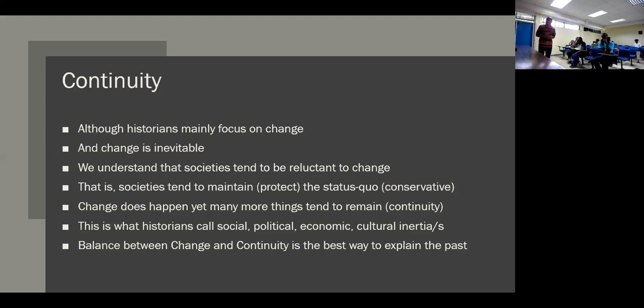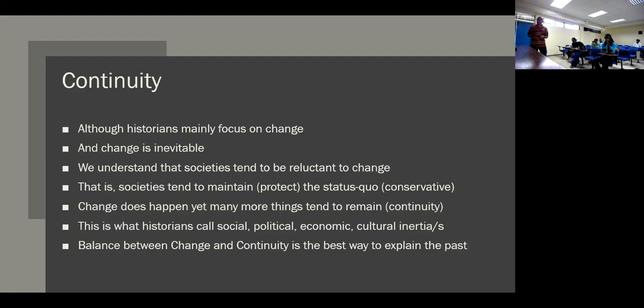But even though we know that societies are conservative and reluctant to change, we also know that change happens. And at the same time that change happens, many things tend to remain. This is when we talk about continuity, the legacy, if you like. This is what historians call social, political, economic or cultural inertia. There are many things that are not possible to change overnight. There's always an inertia, things that exist in society. Even though changes have been introduced, there will be things that remain.